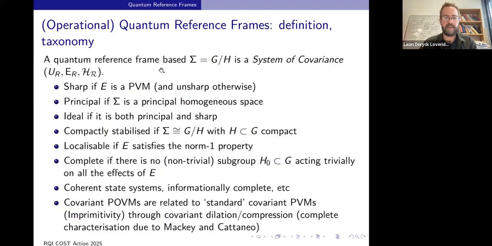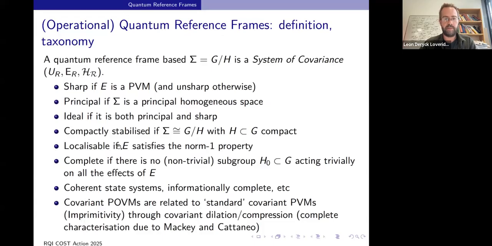And then once one makes this definition, one can say there's a whole lot of things that stand out that one could define as special cases. So we could call it sharp if the POVM is actually projection valued, so there should be a subscript R here. Principal, if this is a principal homogeneous space, i.e. H is trivial. Ideal, sharp and principal. Compactly stabilized, so if we think about the stabilizer subgroup of the action of G on sigma here, it might just turn out that this stabilizer subgroup is compact. And if that's true, we end up with a much more tractable theory, so that's why we make this definition.